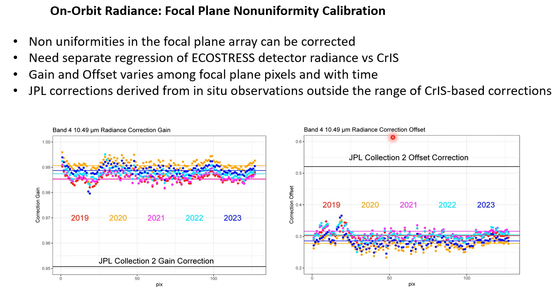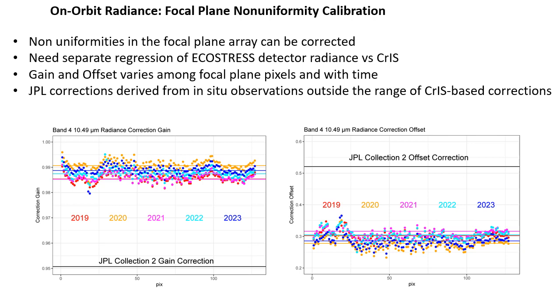Here then is the offset on the regression equation. The JPL Collection 2 offset correction is here, but the values that are calculated based on the retrieval comparisons between ECOSTRESS and CrIS give this set of numbers. So the JPL Collection 2 offset correction and gain correction don't seem to match the data that one gets with an on-orbit comparison.